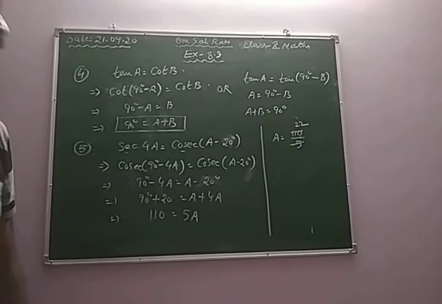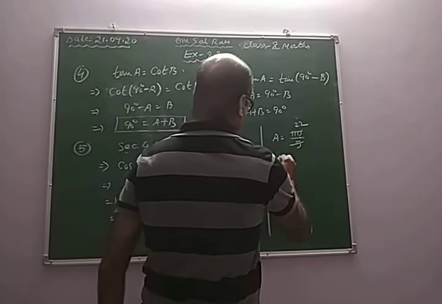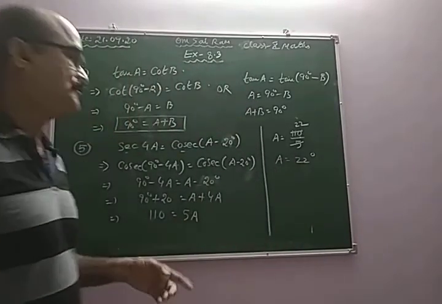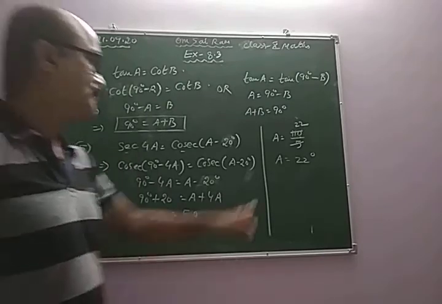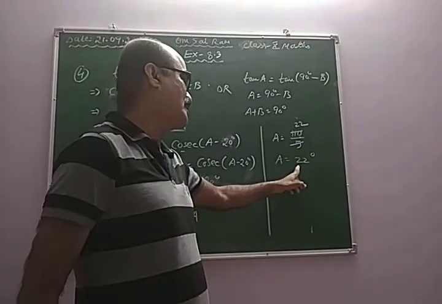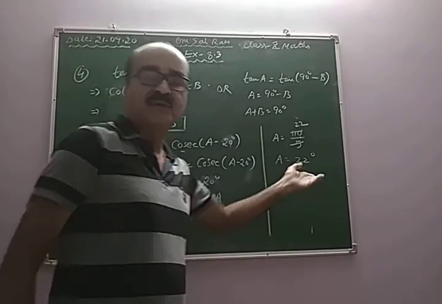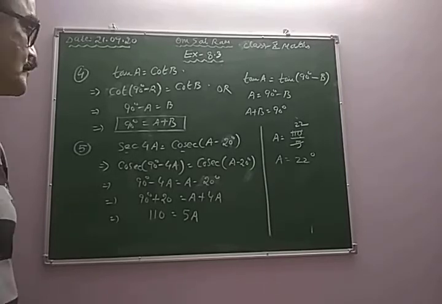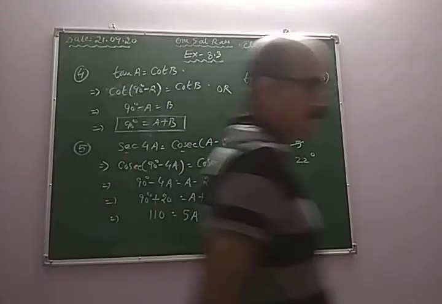Right? So A is equal to 22 degrees, and now you can check whether 4A is an acute angle or not. So 4 into A will be equal to 4 into 22, which is 88. So you can see 4A, that is 88, is an acute angle because it is less than 90 degrees, right? Is it okay?